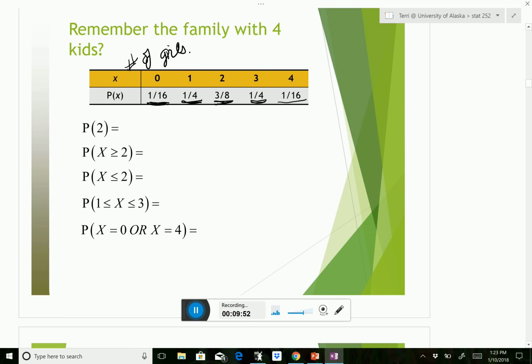So what is the probability they have exactly 2 girls? 3/8. What's the probability they have greater than or equal to 2 girls? That's going to be these three added together. So remember, this was 6. I'm going to go back to 16 so that I can add them all easier, which was 11/16.